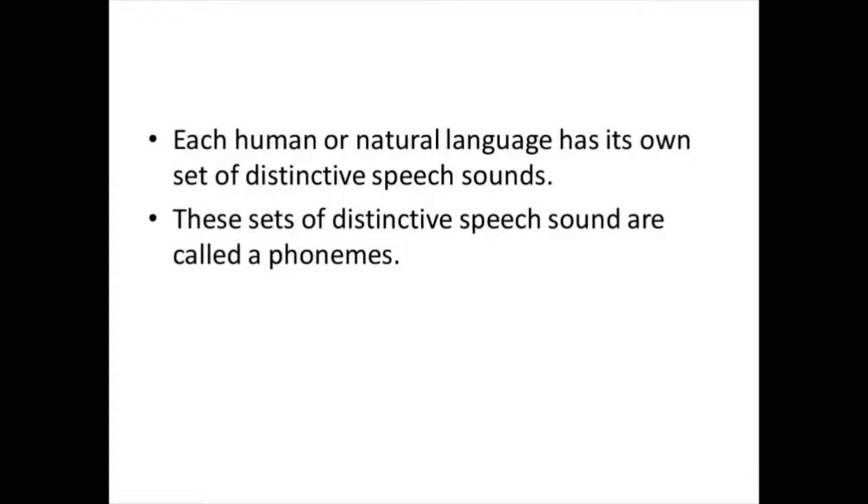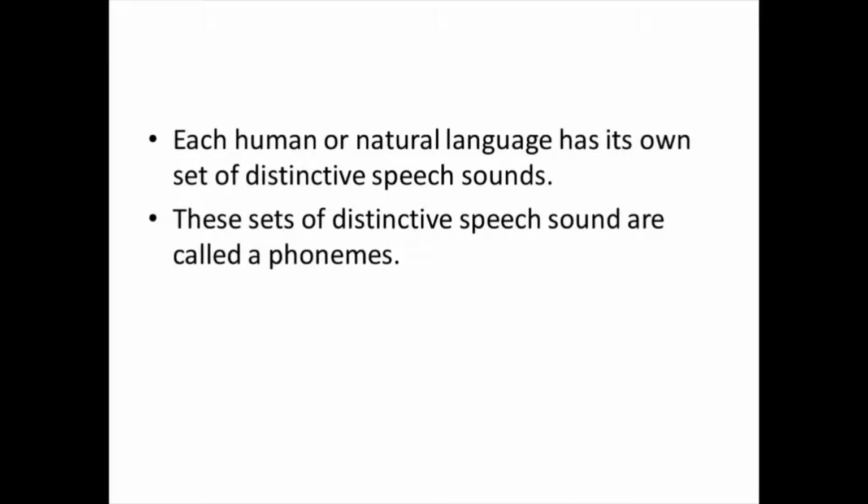So we move on and say each human or natural language has its own set of distinctive speech sounds. Mr. Podo just gave us a gist of that. These sets of distinctive sounds are what we call phonemes. He gave examples of the number of vowels present in Tree versus those present in Ebe. Similarly, consonants present in Ebe and those present in Tree. Each of these sounds, when they are distinctive, constitutes a phoneme.